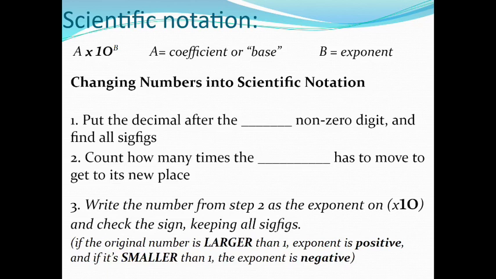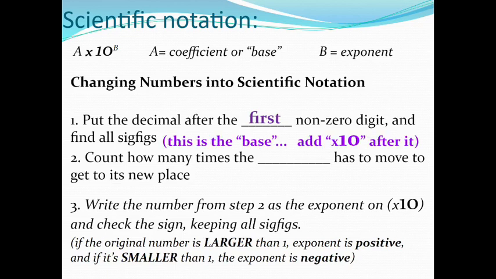So we're going to take whatever our normal number is and move the decimal until it's after the first non-zero digit, and that's important. There are some other notations where it's not after the first digit, but in scientific notation, the decimal has to be after the first non-zero digit. And then look at the rest of the number and find all of the sig figs, because the sig figs are the only part that we keep in our base. We don't keep anything that's not a sig fig. Like I said before, we don't want to write all the zeros if we don't have to, if they're not sig figs. So we move the decimal, this becomes our base, and we put times 10 after it. We always are going to have times 10 after the base.